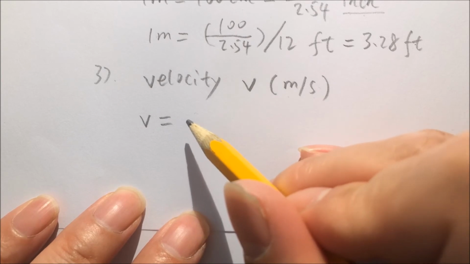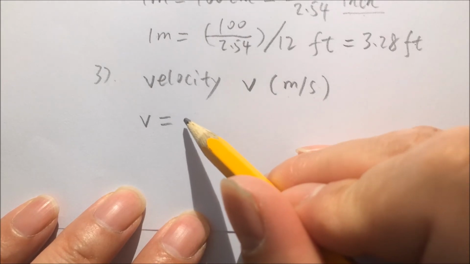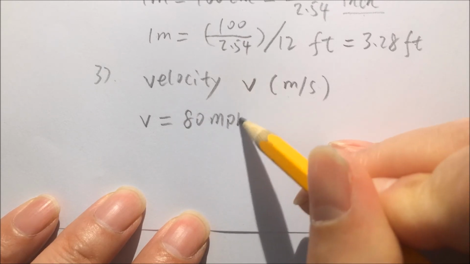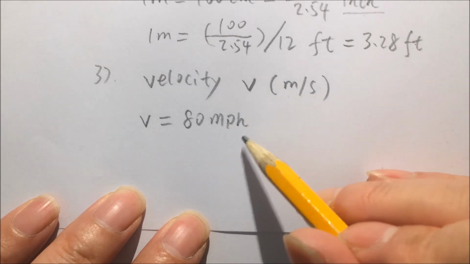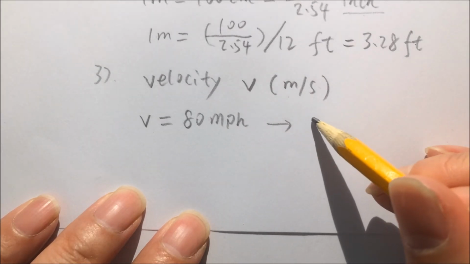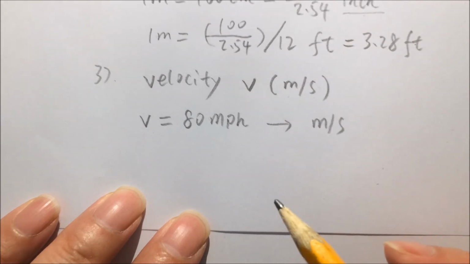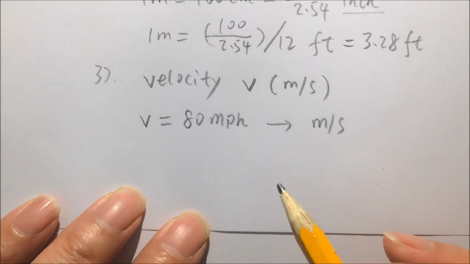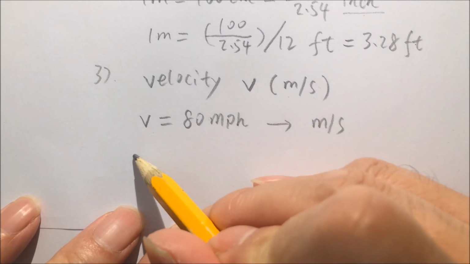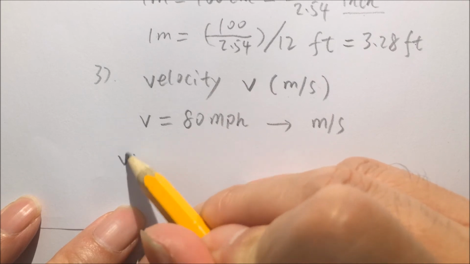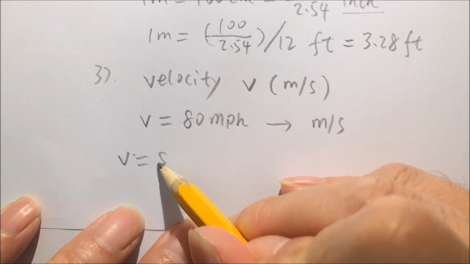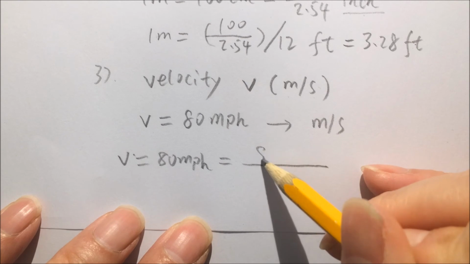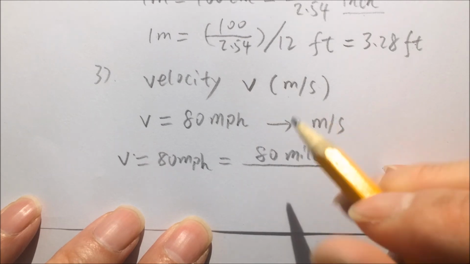For example, you may get something like 80 mile per hour. That's the velocity, mile per hour. How can you convert that into meter per second? That's what we're going to use in our Physics 110. You have to convert. To do that conversion, you're going to get this. V equal to 80 mile per hour.